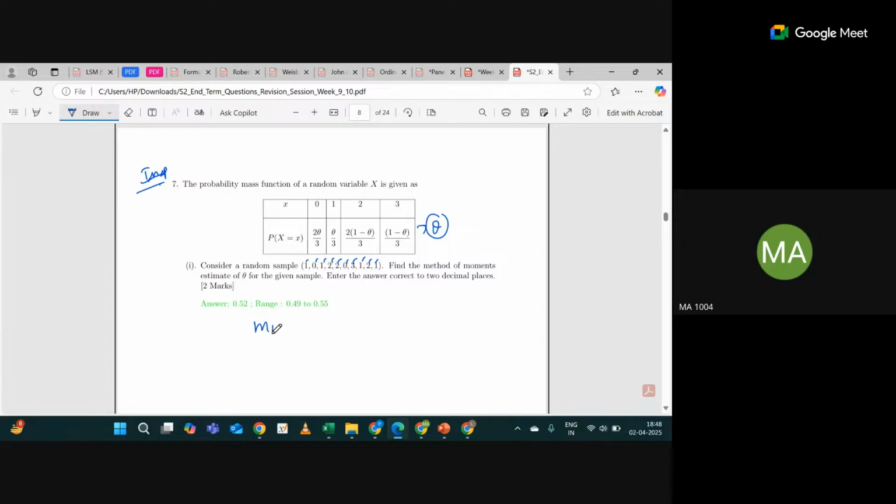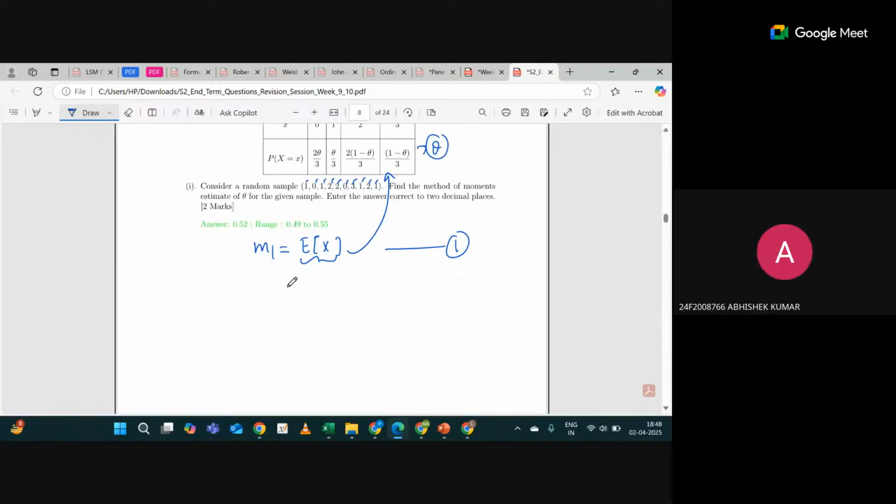I will set M1 equal to the expected value of X. And this is the distribution moment, right? This expected value of X I have to calculate with the help of the PMF here. Let's make it equation number 1. And what is M1? M1 is 1 upon N summation of Xi. This I can calculate with the help of these samples only, correct? Our main focus should be the expected value of X.